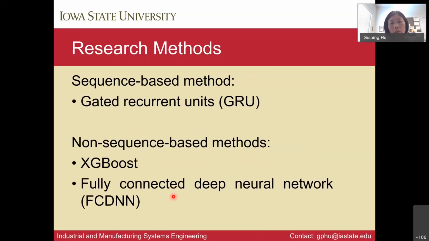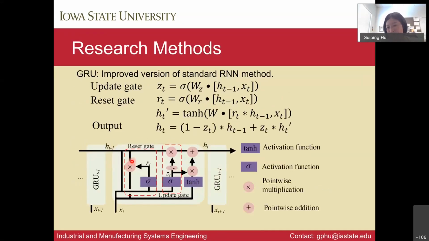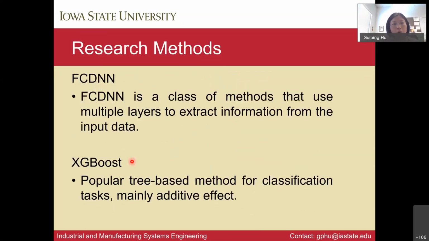So we have designed two categories of models, sequence-based as well as non-sequence-based, and we're trying to compare these. The sequence-based model is recurrent neural network based, called gated recurrent units. And for the non-sequence models, we have XGBoost and a fully connected neural network. This is just a picture of the gated recurrent units. I'm not going to go into much detail about this. The fully connected neural network and XGBoost are more traditional machine learning models.